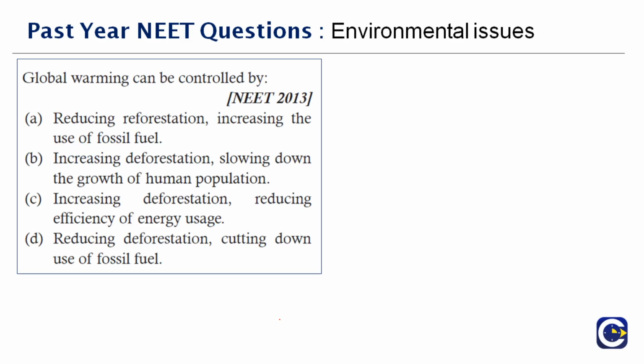Okay, now let's move to the next question here. Global warming can be controlled by dash. So what is global warming first of all? How can we describe it? What are the actions that lead to global warming? We often hear the word global warming, right? How can you describe it?